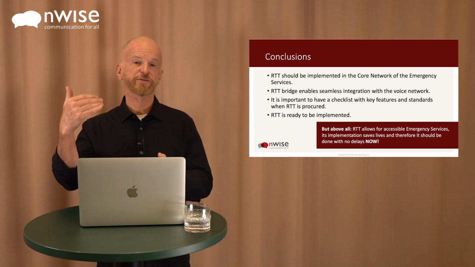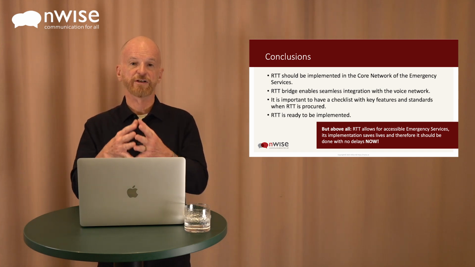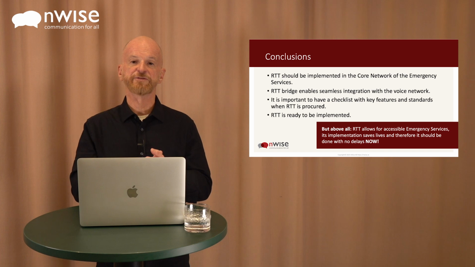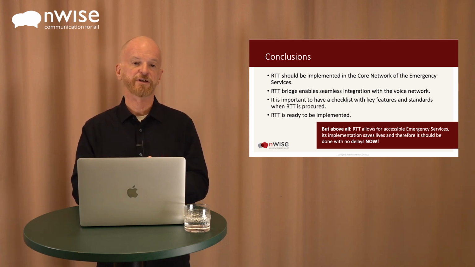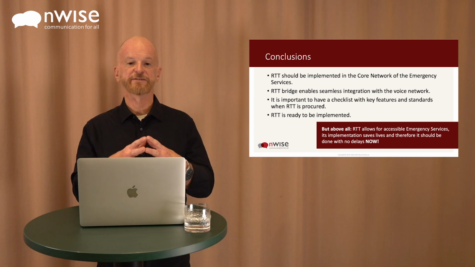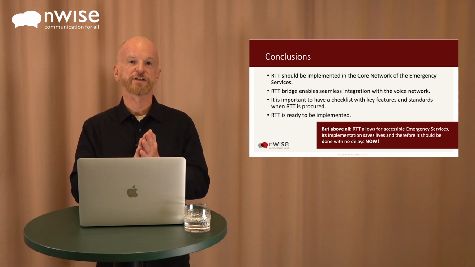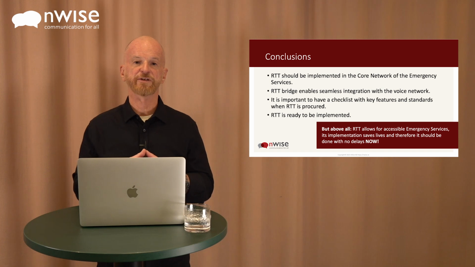It's also important to have a checklist of the key features and standards that you require in your organization. I named a few of them, but there are more, and it's important to keep those in mind when you procure RTT. And above all, RTT is ready and it can be implemented now. Remember that RTT allows for accessible emergency services. It saves lives because you're enabling people who are deaf, deafblind, and hard of hearing to make emergency calls wherever they are in the European Union.